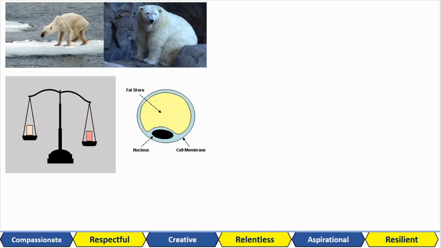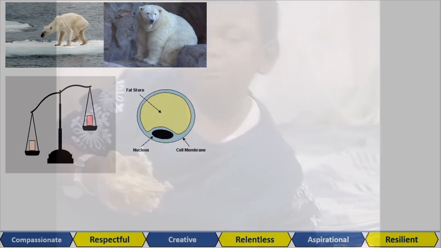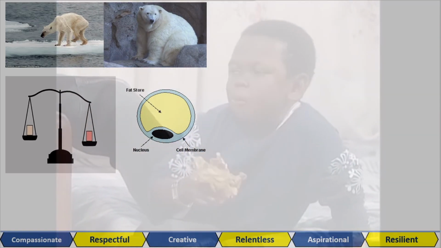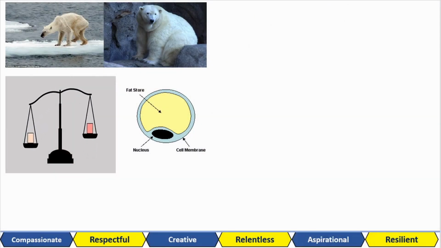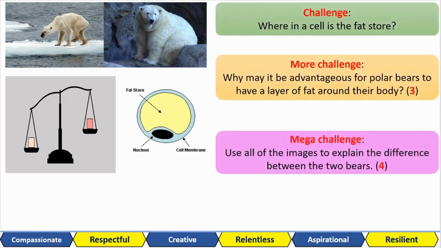Now let's look at diet. Now, where are the snacks? Polar bears are the largest land carnivores alive at the moment. I've got some scales and a fat cell at the bottom here. Each of these will help you answer these challenge questions. Have a go.